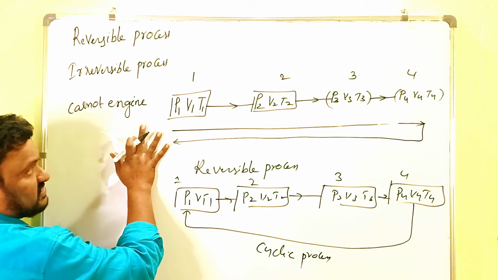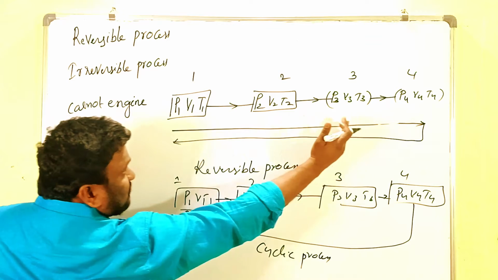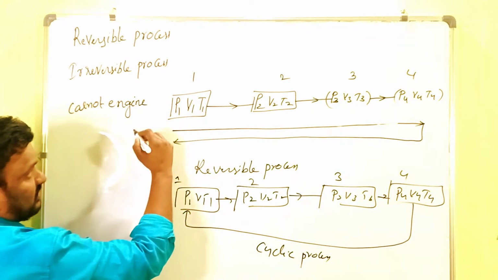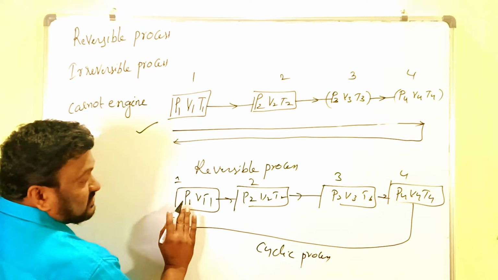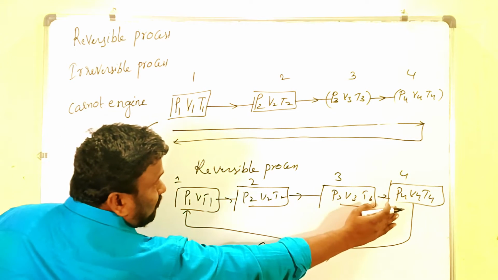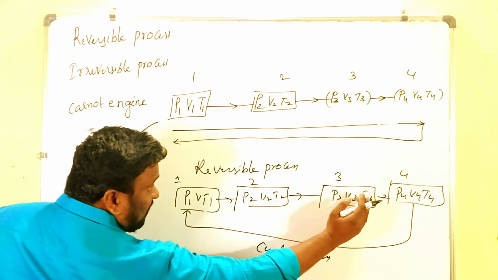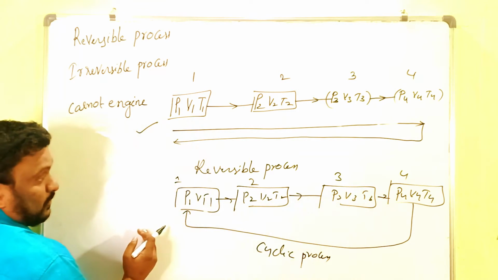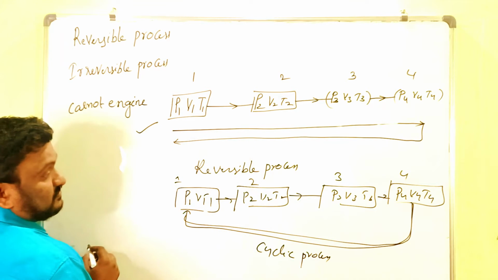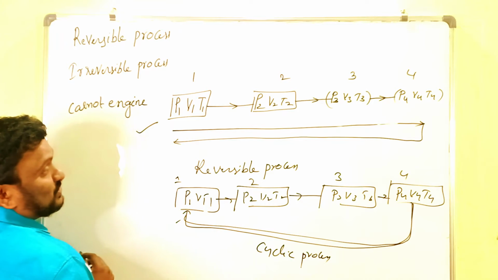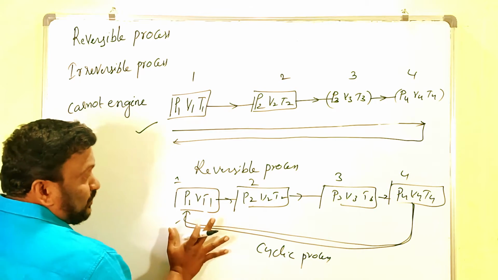In a reversible process, in whichever steps it goes, it comes back in the same steps. That is what we call a reversible process. But in a cyclic process, it passes through many steps but does not retrace back. In whichever steps it goes, it does not come back in the same steps, but it reaches the initial stage like this. So this is the cyclic process. First you must have an idea about the reversible process and the cyclic process.